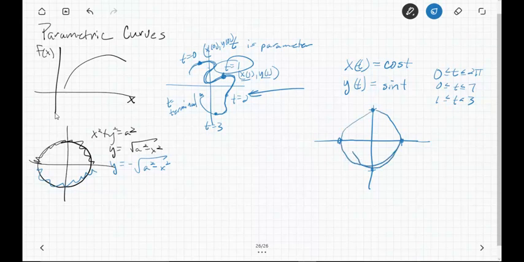Terribly drawn. So good Lord, what just went wrong in my life? We're talking about a circle of radius 1.